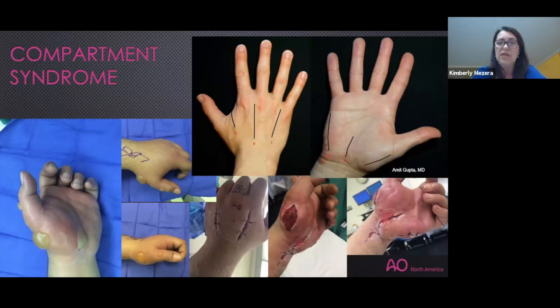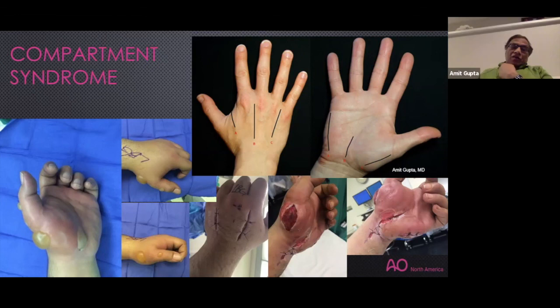And I like to use the B and C that's shown here. I think that's helpful over the 2nd and 4th web spaces, because you can get to what you need to get to there very easily. I don't use A as much to release. I don't know if you do, Amit, if you like that incision. I don't use that web space incision. I find that if you put an incision in the web space, sometimes you regret that later with some scarring and tethering. So I tend to do that release a little bit more volarly.